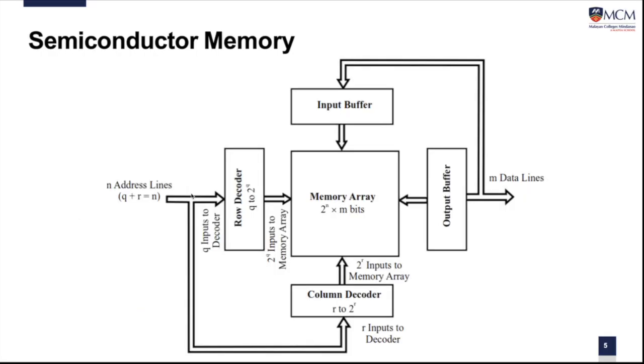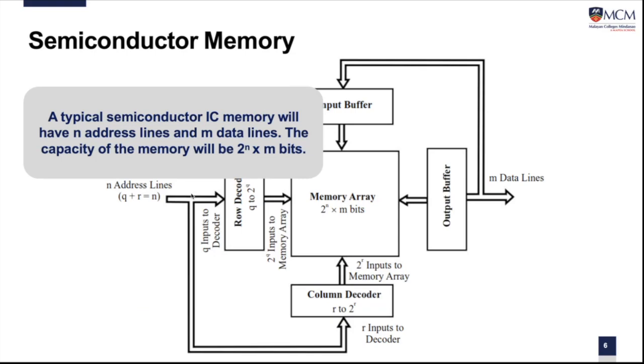In a semiconductor memory, we have these functional blocks: input buffer, output buffer, column decoder, and row decoder. Central to this is the memory array, which has 2^N times M bits. A typical semiconductor IC memory will have N address lines and M data lines. The capacity of memory will be 2^N times M bits.